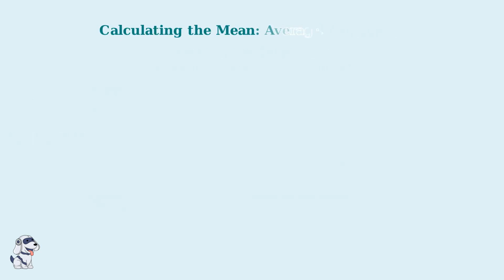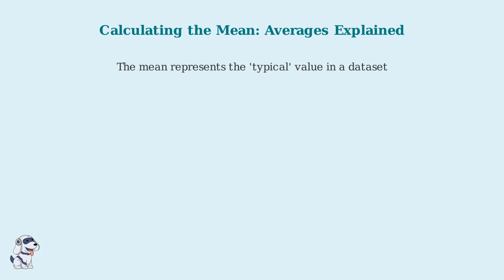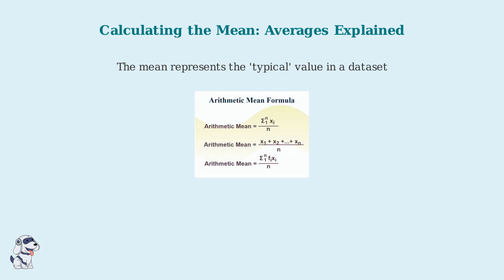The mean, also known as the average, is one of the most fundamental concepts in statistics. It represents the typical or central value of a dataset. The mean gives us a single number that represents what we might expect as a typical value from our data. It's calculated using a simple but powerful formula. The arithmetic mean is calculated using this fundamental formula: the sum of all values divided by the number of values. This formula can be written in several equivalent ways.